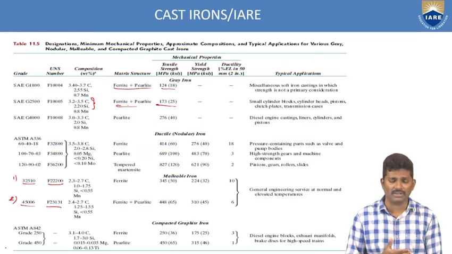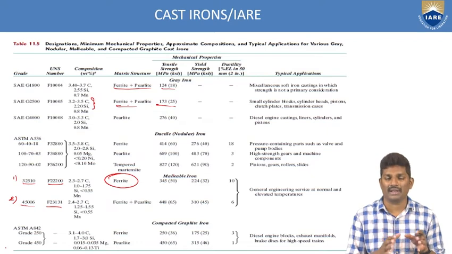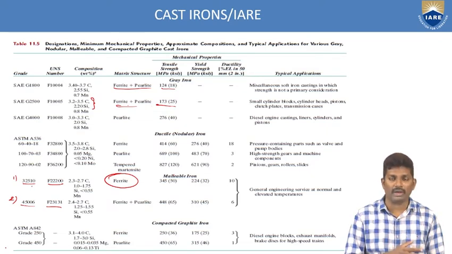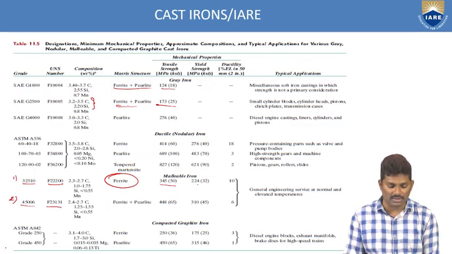So with these differences in compositions, if you see the matrix of that, you can see only the ferrite. Only the ferrite is available in the malleable at 32510. And coming to the tensile strength, you have a larger value of 345 when you compare with the gray cast iron. You are having a good value of 345, as well as the yield strength is 224 megapascals.